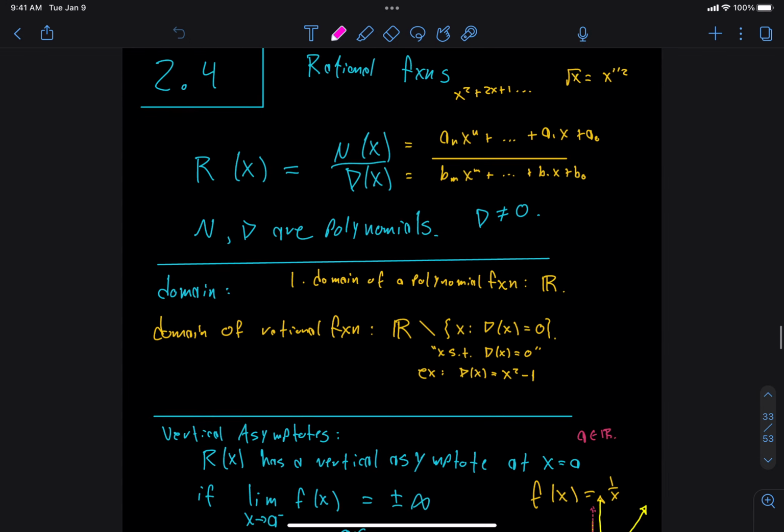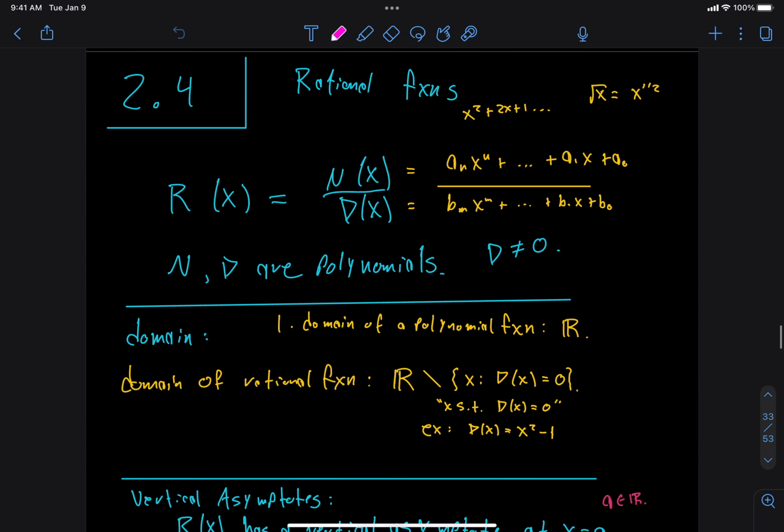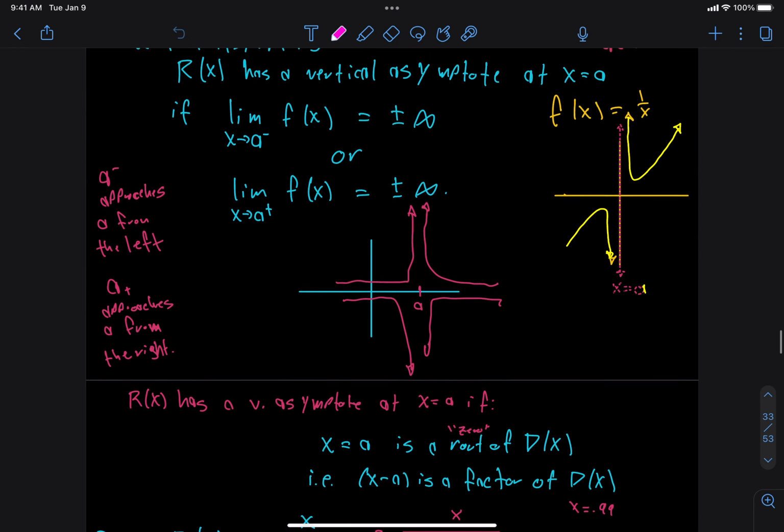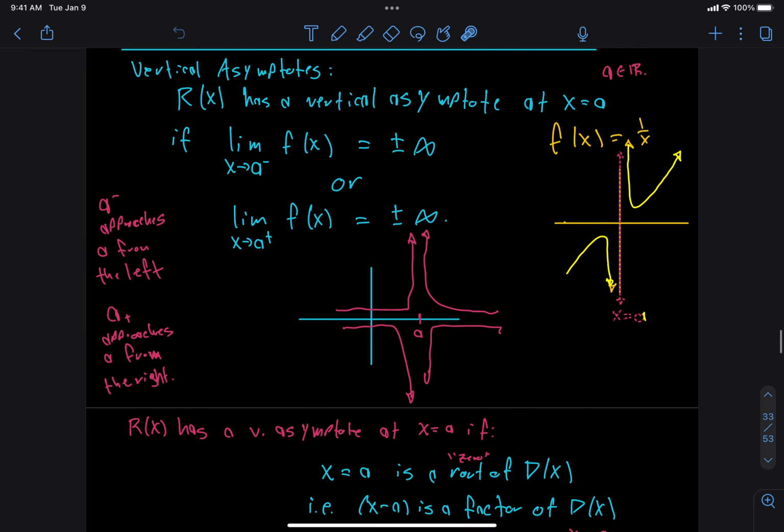Okay, so rational functions. So let's just review some of the notes really quickly. We said our function's going to have a vertical asymptote anytime the denominator has a 0, basically, as long as the numerator is not 0. We're going to have this type of behavior at a. So if the limit as x goes to a from the left is plus or minus infinity, or if the limit as x goes to a from the right of f of x is plus or minus infinity, then we have an asymptote.